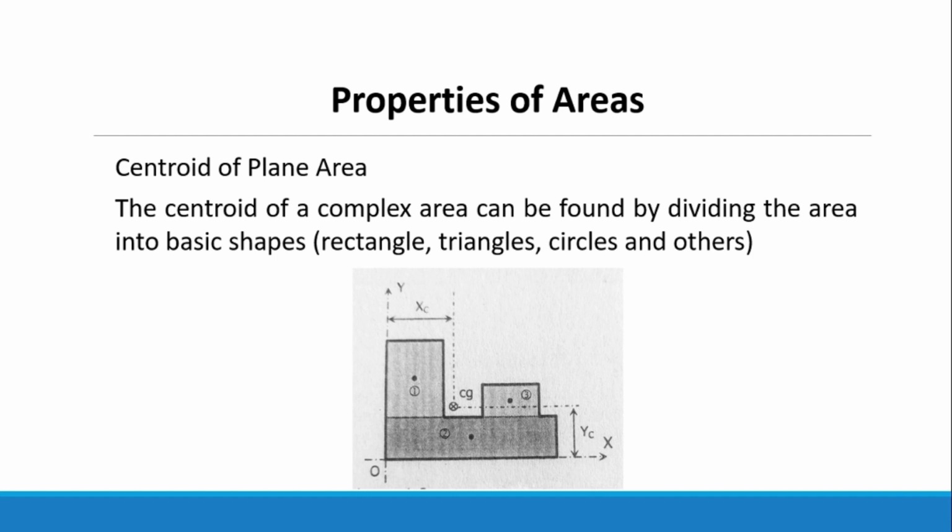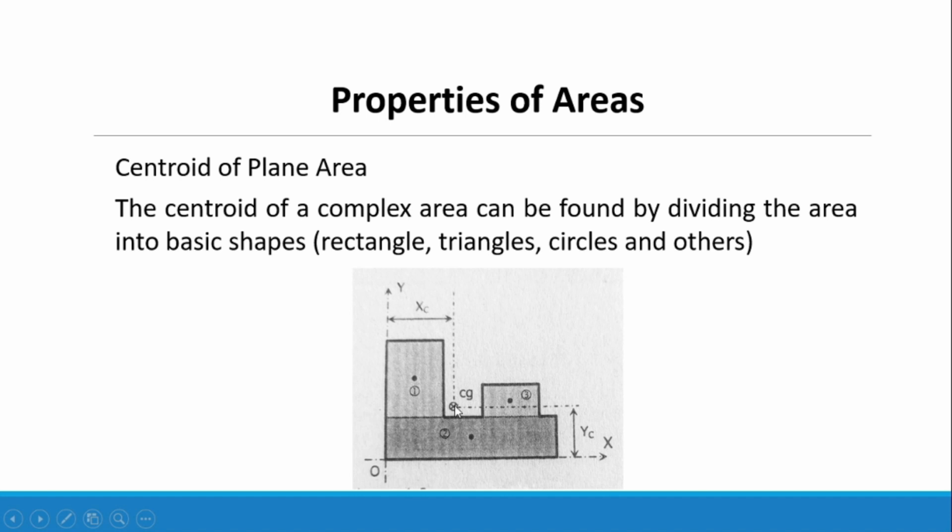Centroid of plane area. The centroid of a complex area can be found by dividing the area into basic shapes: rectangles, triangles, circles, or any other shapes. For this diagram, we can divide it into three different areas. Area 1 is a rectangle, area 2 is also a rectangle, and area 3 is also a small rectangle.